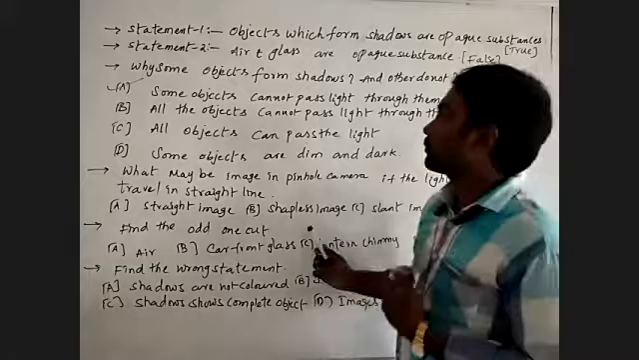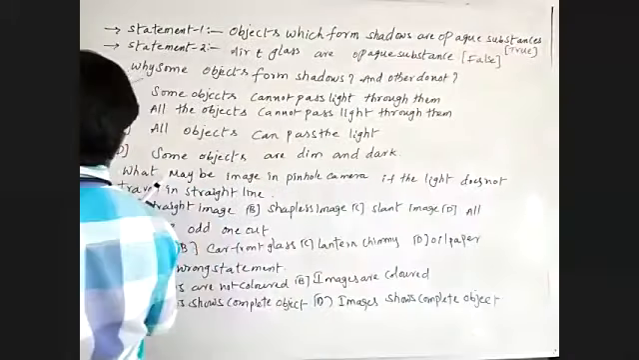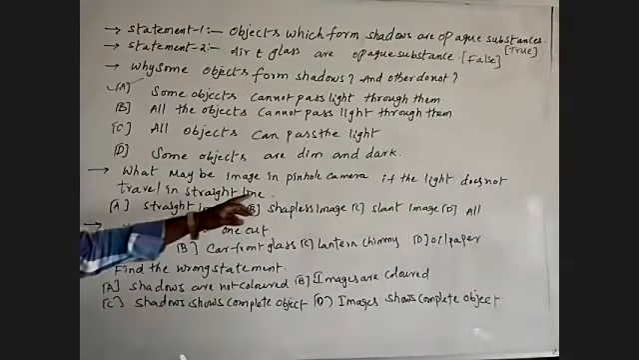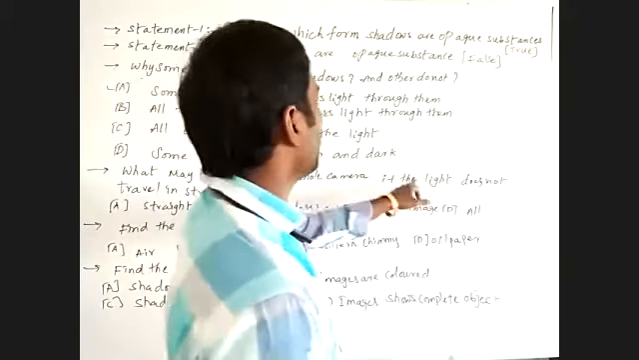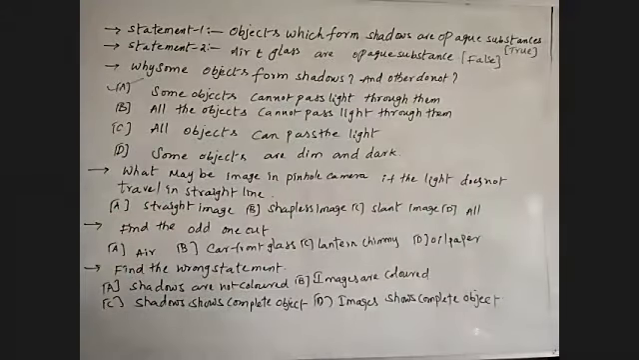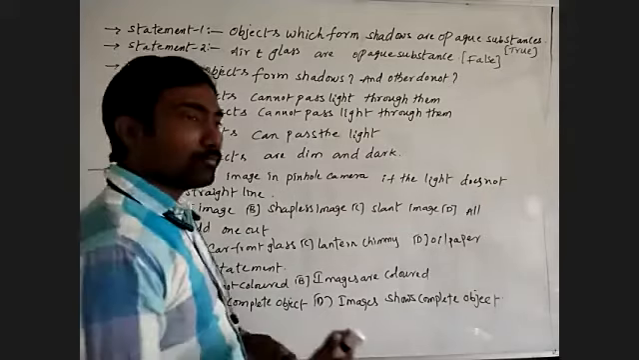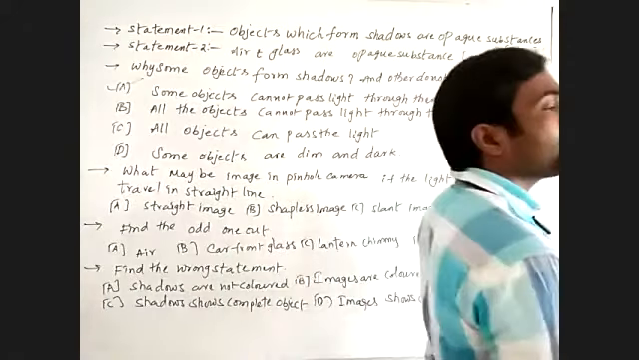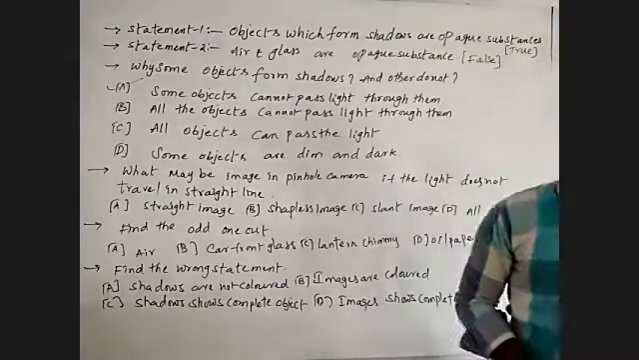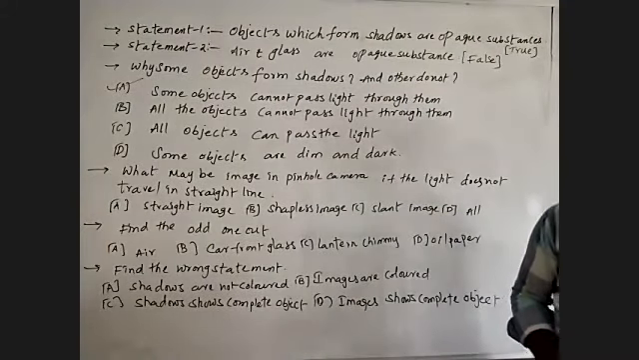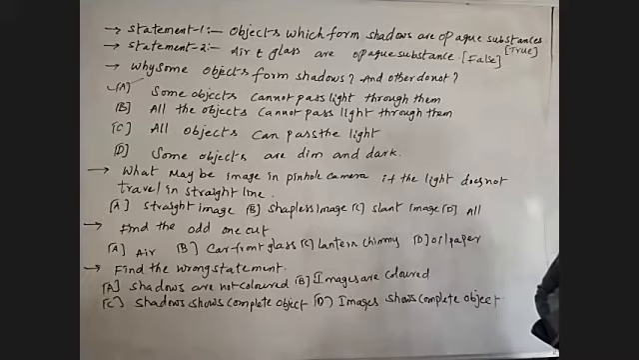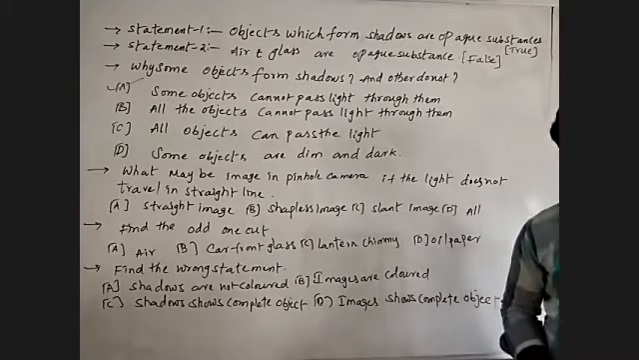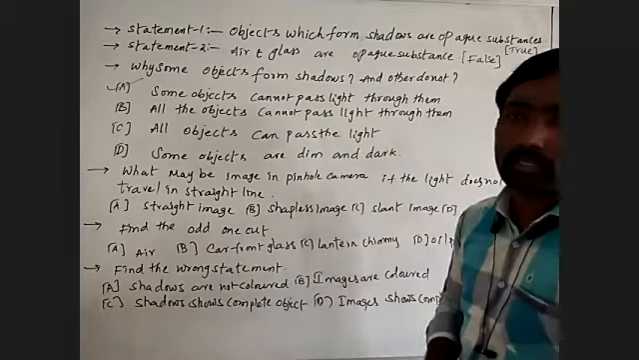Coming to that, what may be imaged in a pinhole camera if the light does not travel in a straight line? Generally when light enters through the pinhole camera, it forms a real image and an inverted image, because the image is captured on the screen, as we already discussed.